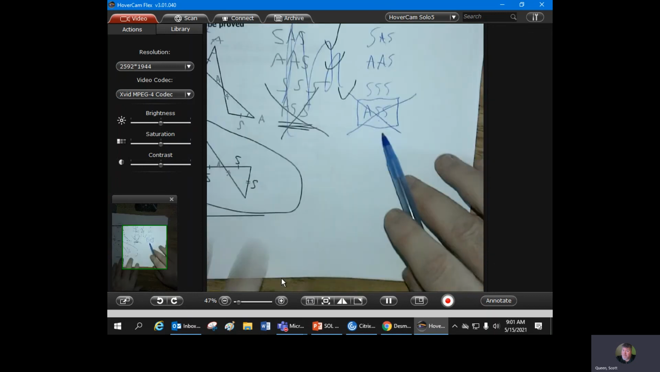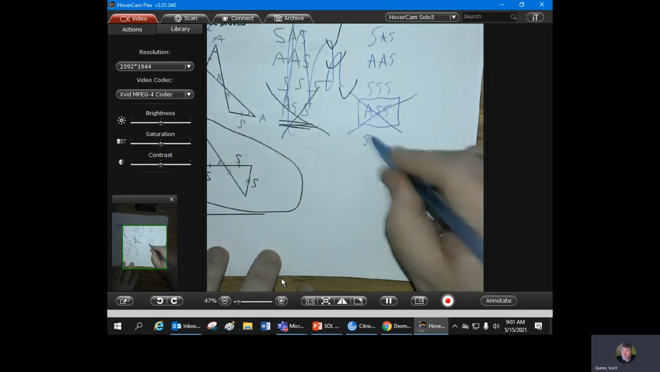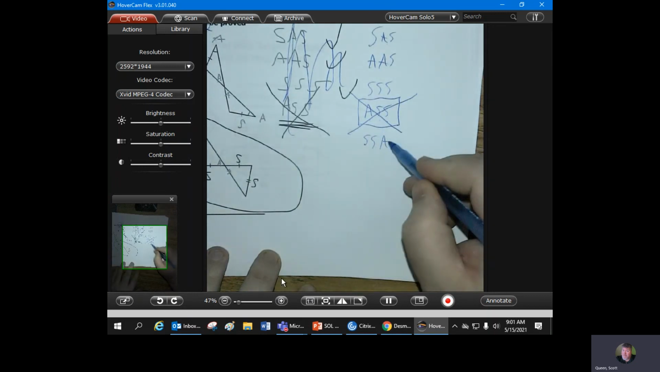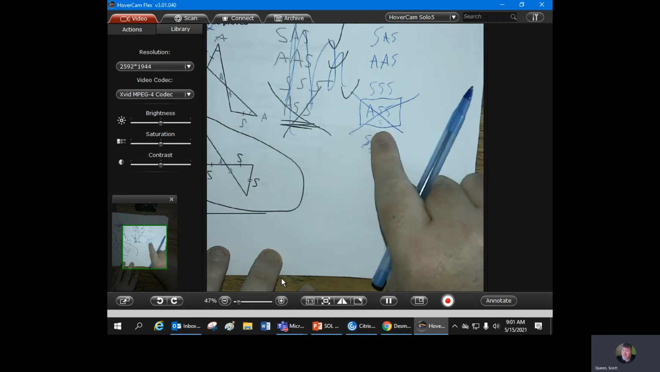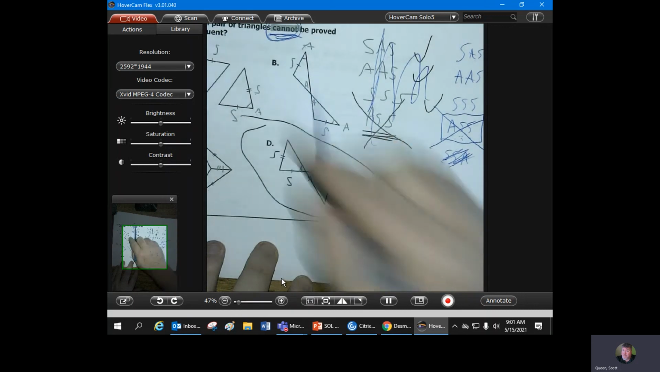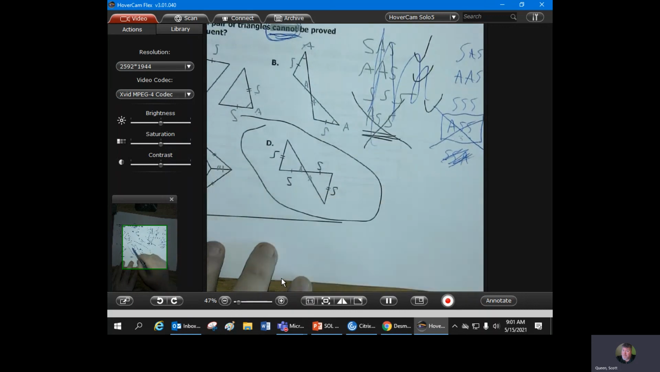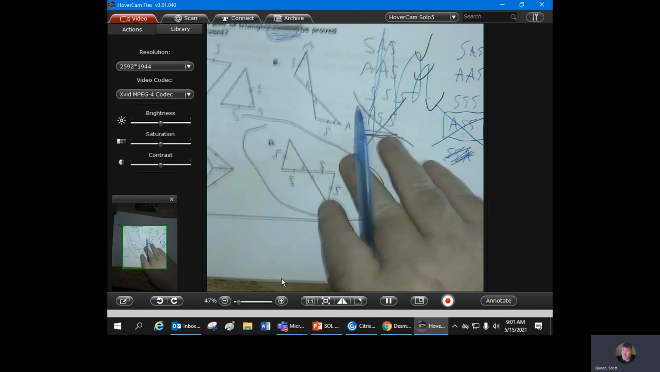But just remember, the easiest way is, even if it's SSA, that's backwards. It's still the same thing, right? Keep it in alphabetical order. It's going to spell the naughty word. So in either event, that one won't work. So our answer, which cannot be proved congruent, is D. Even though my problem was kind of messy because I scratched it up real bad, do you understand how we did that? All right, excellent.